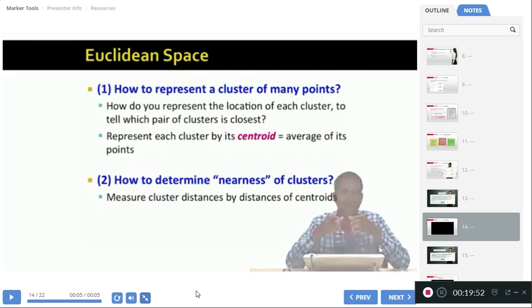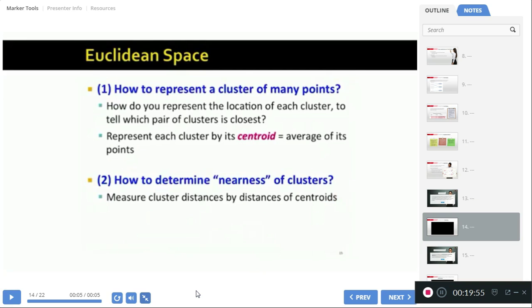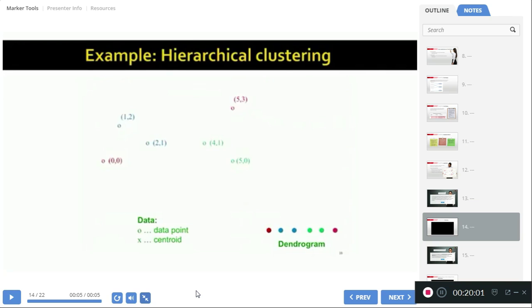And to determine the nearness of clusters, we just measure the cluster distances by measuring the distances between the centroids of the clusters. An example will make this clear. Here we have 6 points in a Euclidean space. These O's represent data points in a Euclidean space, and we're going to apply an agglomerative clustering method.